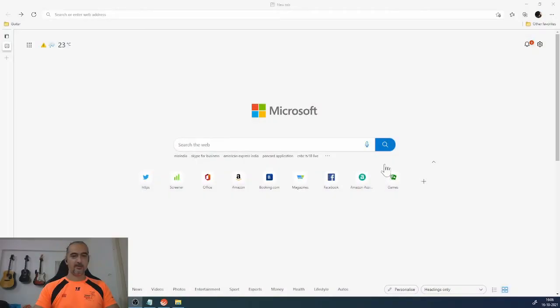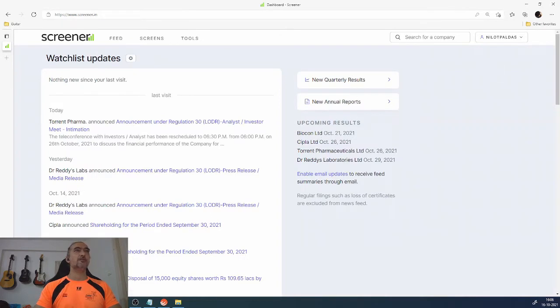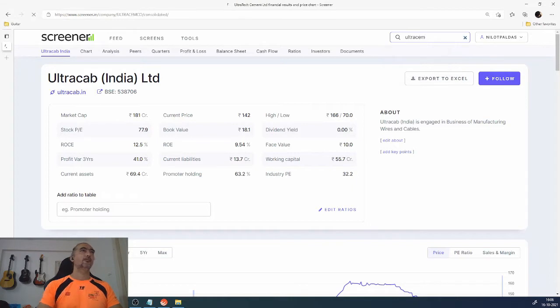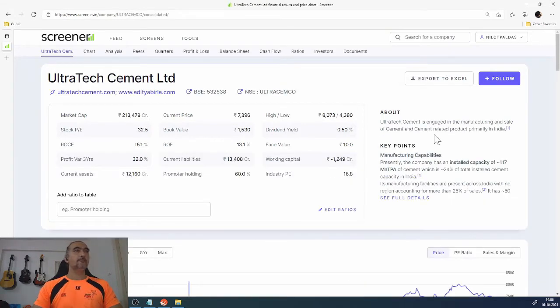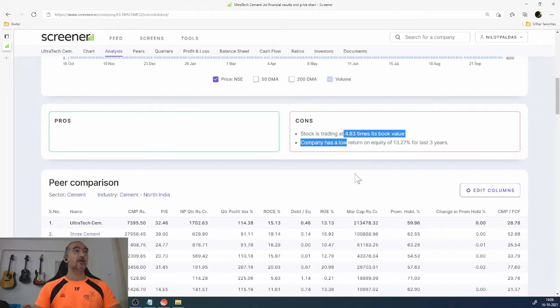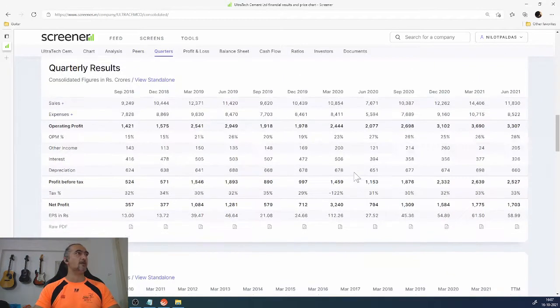The first stock is Ultratech Cement. So let's go to Screener and look at the fundamentals first. And it'll be a very quick look. Ultratech Cement is engaged in manufacturing and sale of cement. We are not here to look at that. Cons are it's a little highly traded above the book value, but we will take a look at the technicals in just a bit. Peer comparison: market cap is the highest, nearest competitor is less than half the size, which is an excellent sign.